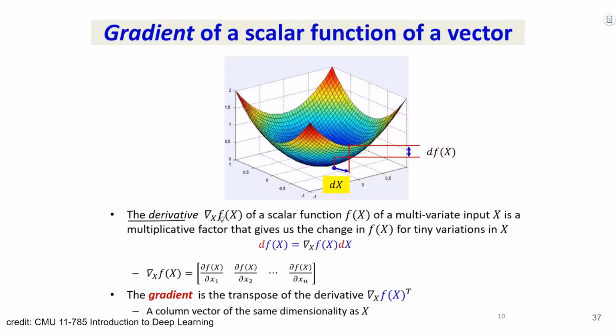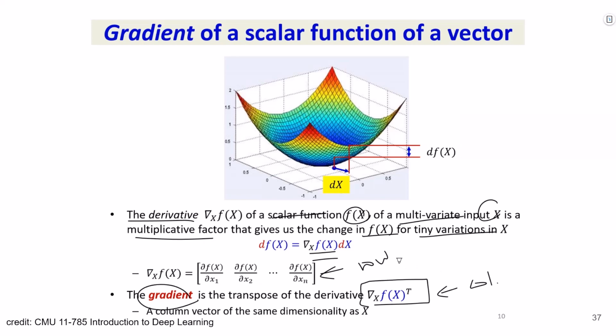Once again, the derivative of a scalar function f(x), which takes multivariate input x, is a multiplicative factor that gives us the change in f(x) for tiny variation in x. So this is the derivative, and the gradient is the transpose of the derivative, and this one is the gradient. And as you can see here, this one is a row vector, and this gradient is a column vector, because we transposed a row vector, and this becomes a column vector.